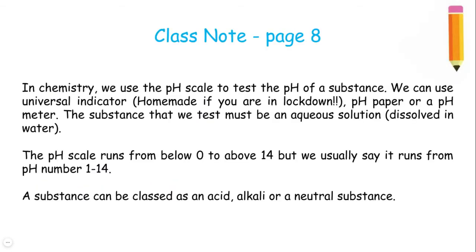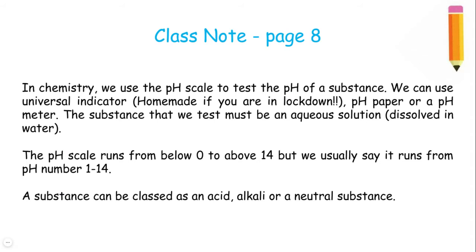Okay, moving on to the class note. In chemistry, we use the pH scale to test the pH of a substance. We can use universal indicator, homemade if you're in lockdown, pH paper, or a pH meter. The substance that we test must be in aqueous solution, dissolved in water. That's just a fancy word for dissolved in water. So if I'm testing the pH of sugar or salt, I can't just drop my pH indicator on salt. I need to make a salt solution or a sugar solution or a lemon juice solution. So it's just mixing what you want to test with water.